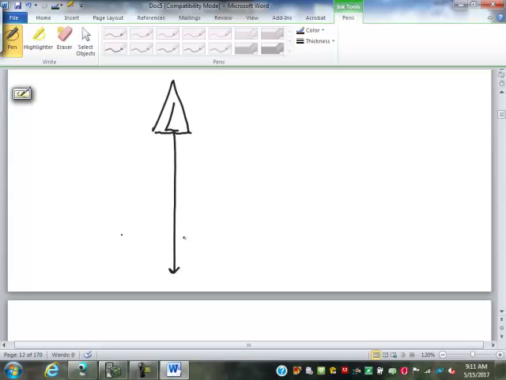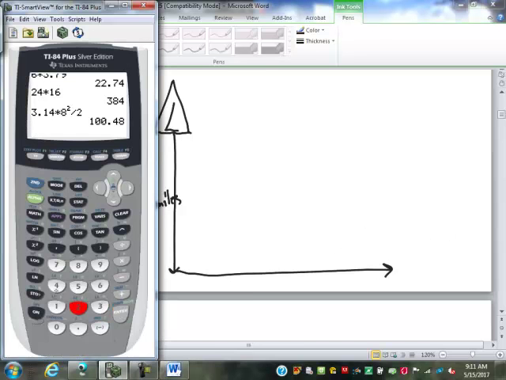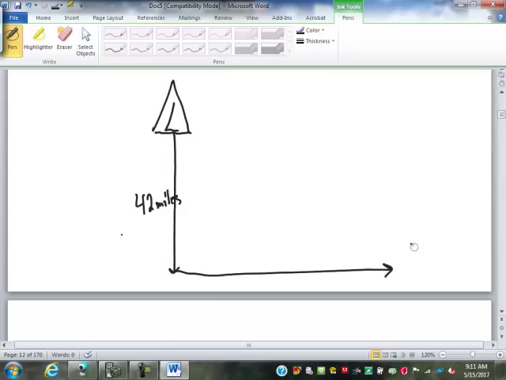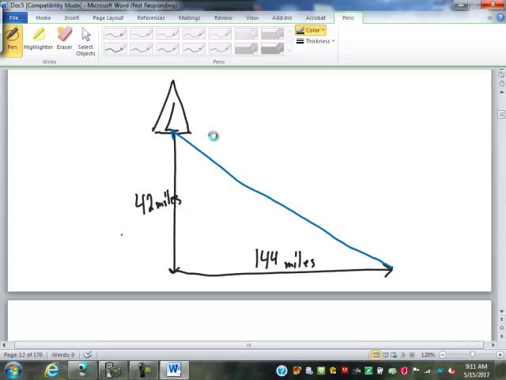Our bear hunter goes from camp and walks 42 miles due south. Turns and walks east, 144 miles due east. If our hunter turns and walks directly back to camp, how far away from camp is our hunter? You can assume that this is on a flat piece of ground, not at the North Pole.